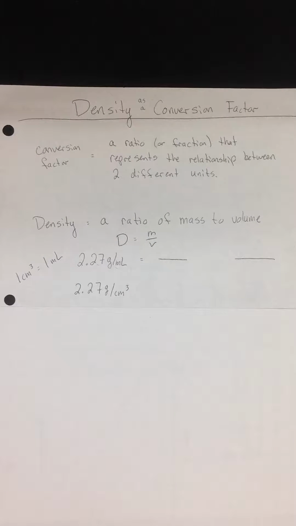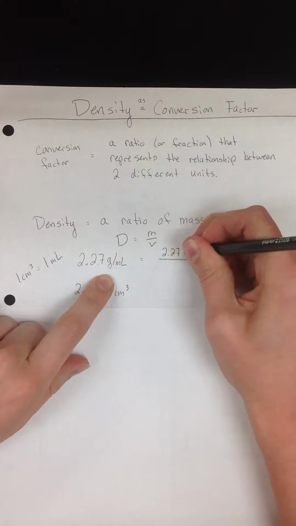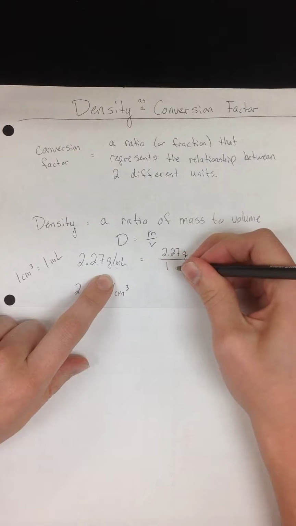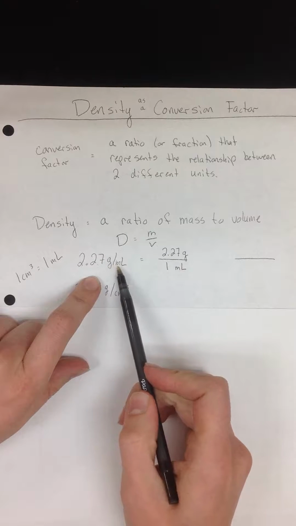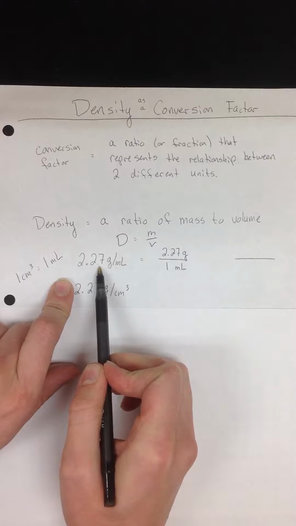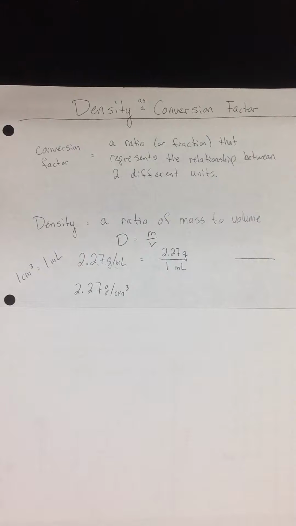So if I have 2.27 grams per milliliter, that is saying that I have 2.27 grams that will take up 1 milliliter of space. This grams per milliliter is this number of grams in reference to 1 milliliter. It's like saying I'm going 50 miles per hour. That would mean I'm going 50 miles for every 1 hour.